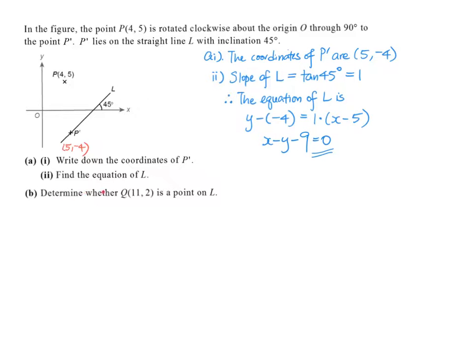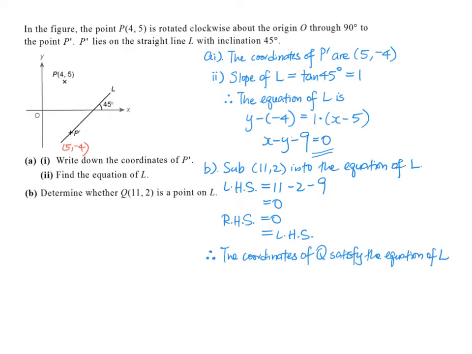Now part B. Determine whether this is a point on this line. So what we do is we substitute on left hand side, right hand side. Remember, we don't write the equation. We separate it as LHS, RHS because we're still checking. So we substitute 11 into the x here and 2 into the y here. We want to find LHS first, and that also equals 0. We put it on the next line. And because RHS equals LHS, the coordinates of Q satisfy the equation of L, and so yes, Q is a point on L.